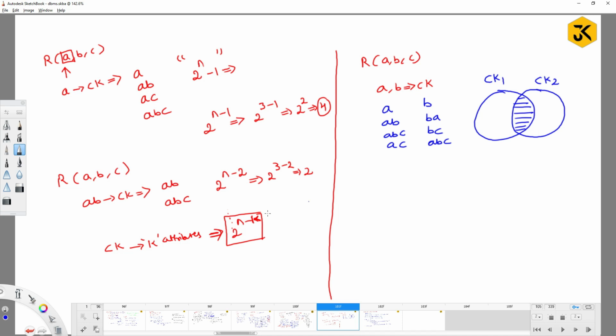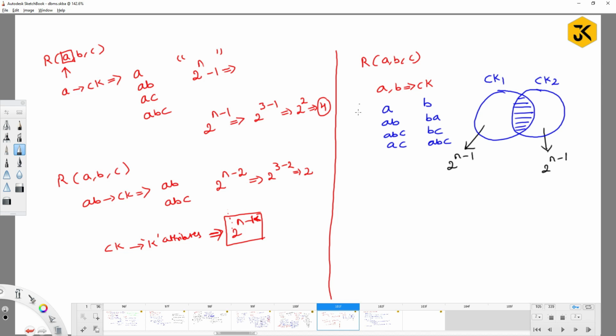If I am going to say candidate key 1, how many super keys are possible? 2 power n minus 1. If I am saying candidate key 2, how many super keys are possible? 2 power n minus 1 only, because it has only one length attribute, right?